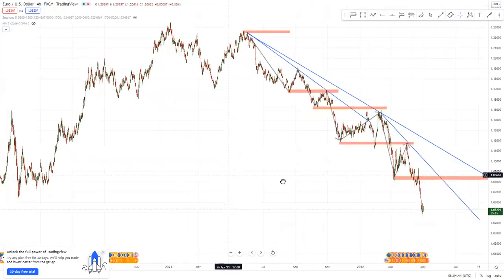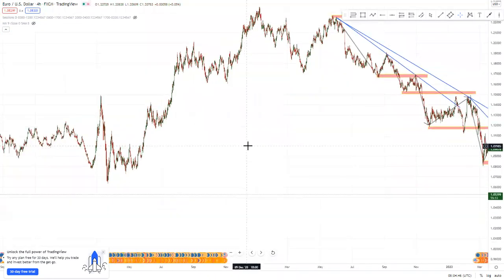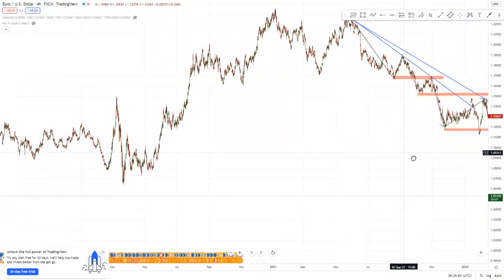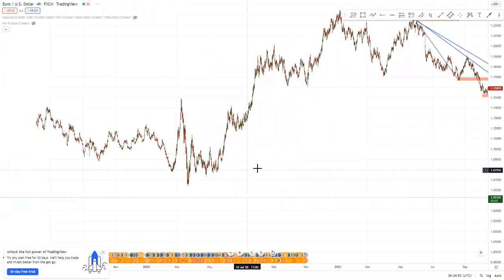So this is a typical downtrend. Let's find a typical uptrend, and that's everything we're looking for.